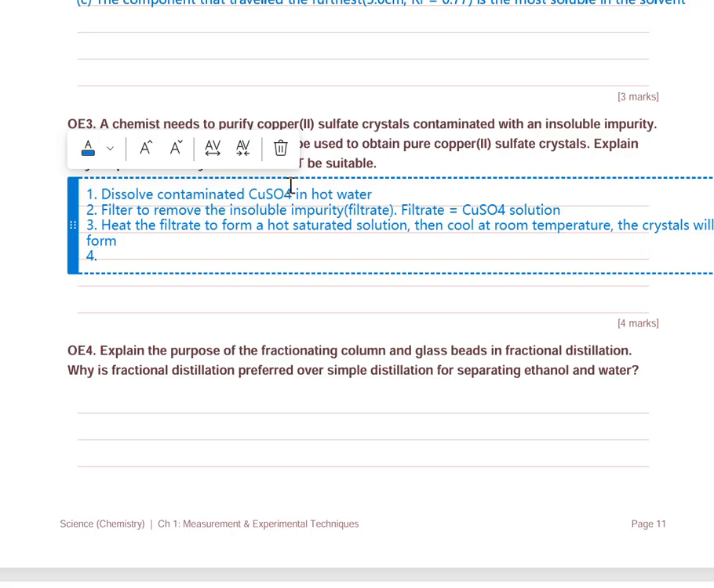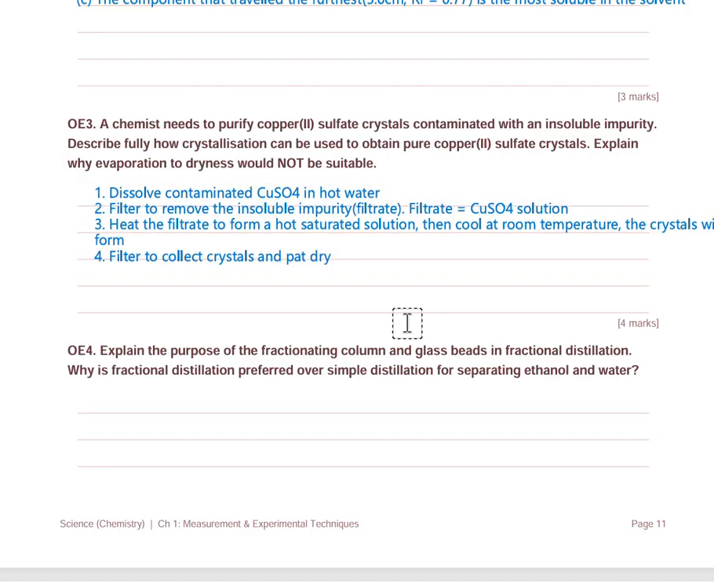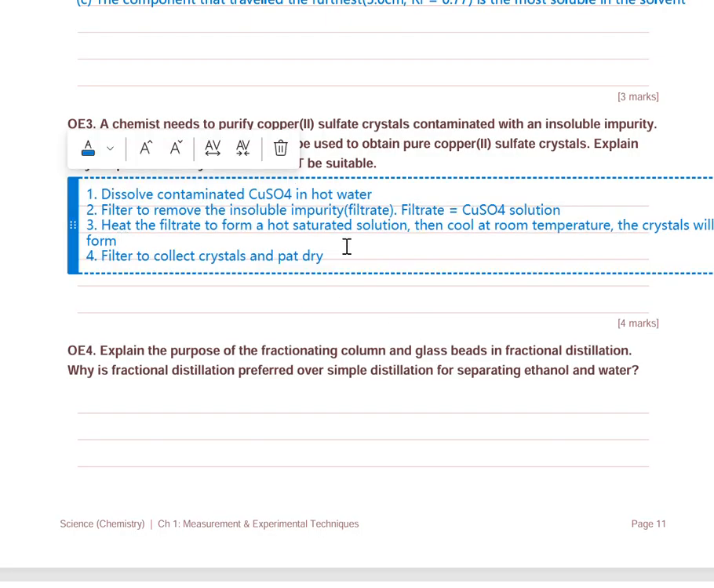Okay, step 4, you have to filter to collect the crystals and pat dry. An important thing you need to know is that during your practical sessions, you actually need to pat them dry with your finger. It's a bit disgusting, but it's something you have to do.